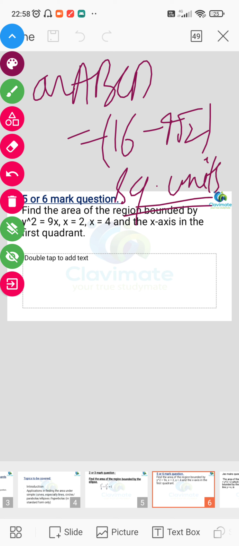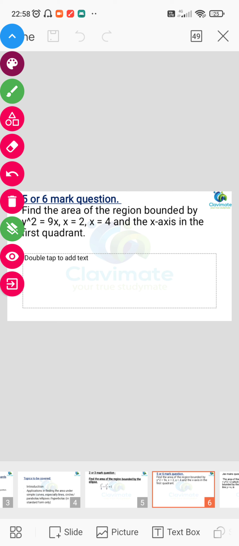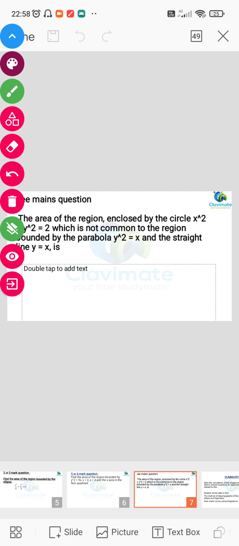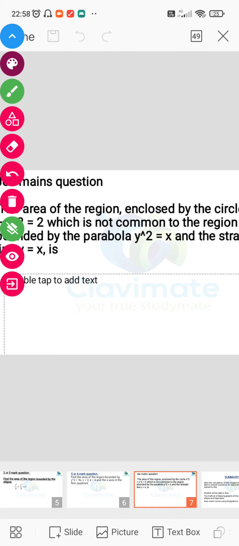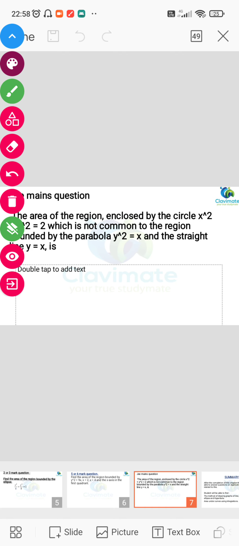So I hope this question is clear. This question comes in 5 marks or 6 marks. So this is also an important question, and I think the concepts used in this question are clear now. Let us move to the next question, which is a JEE Mains question. Let us read this out.